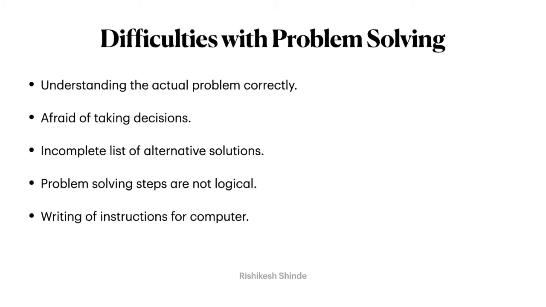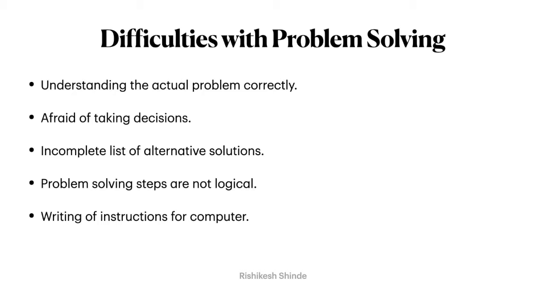Now let us see what the difficulties with problem solving are. I have listed here 5 difficulties. First one is understanding the actual problem correctly. In most cases, this difficulty arises in problem solving. Most of the times, when we use problem solving steps to solve the problem, we do not define the problem correctly or adequately. So we do not understand the problem correctly. Second difficulty is being afraid of taking decisions. People get afraid of taking decisions while solving problems.